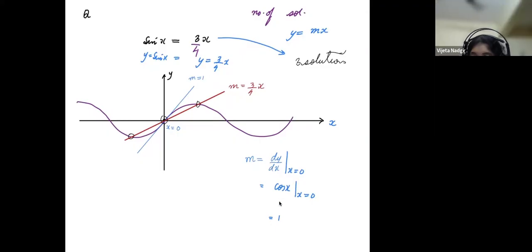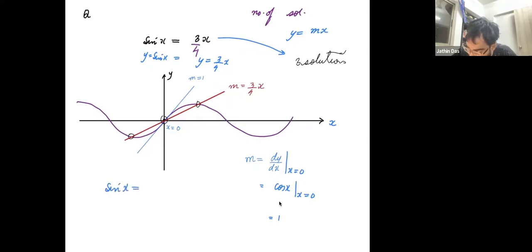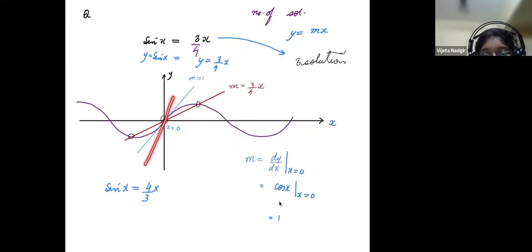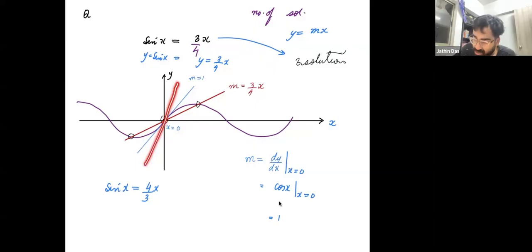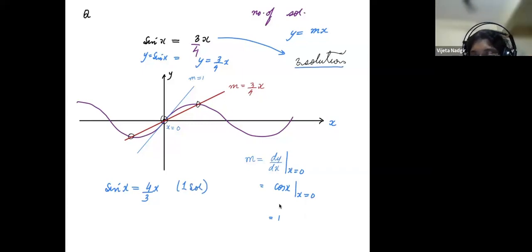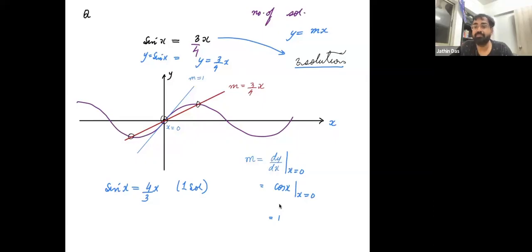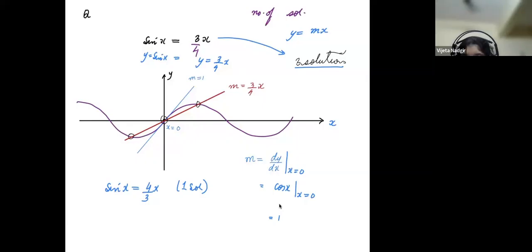Okay, if instead of 3/4 x it had been 4/3 x, that would mean it is steeper, it would have gone like this. That means only one solution. In this case, only one solution is there, and in this case, there are three solutions. Because it's passing through the origin, one solution will be there. Okay. Clear? Yeah.